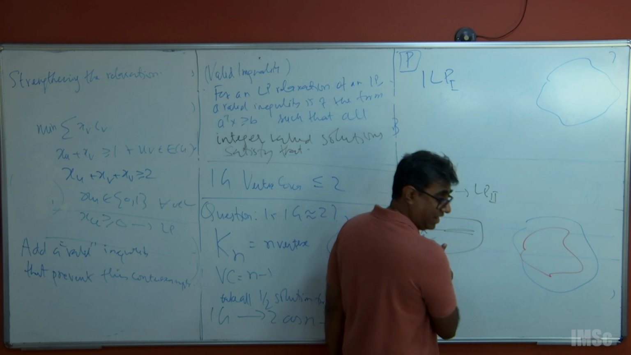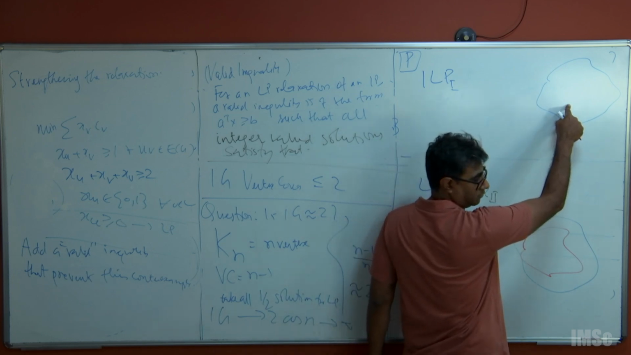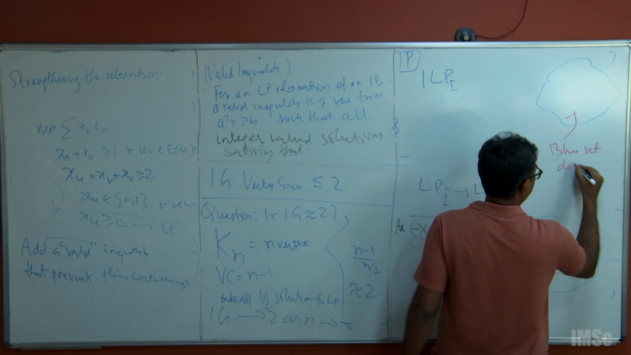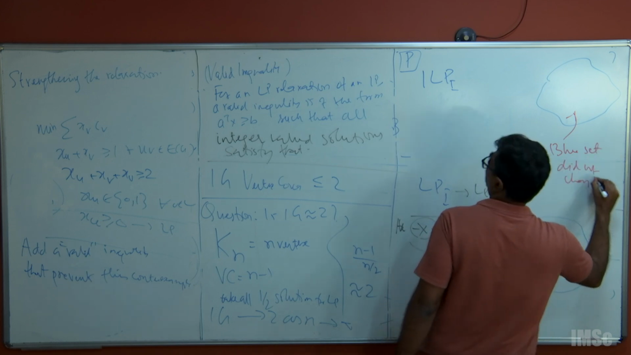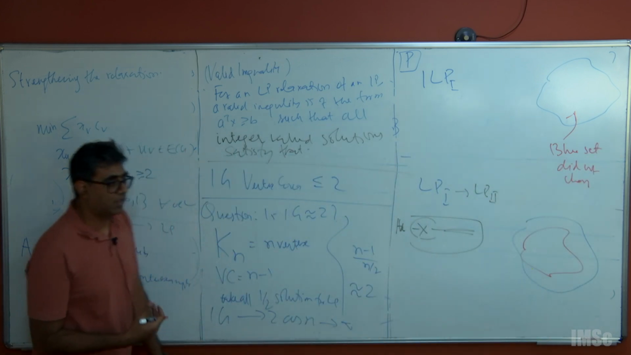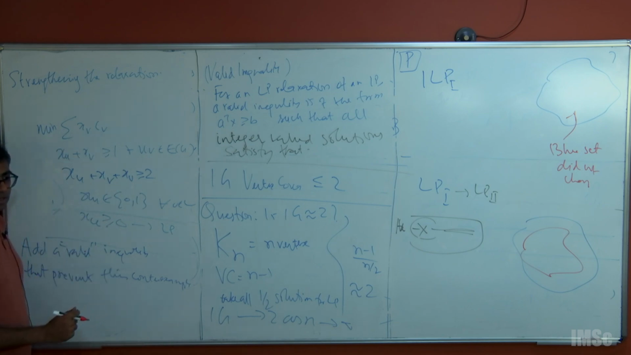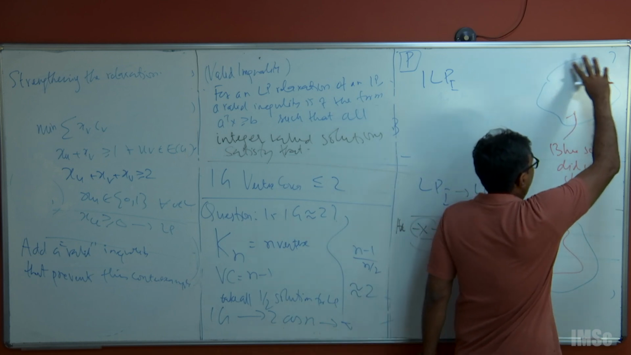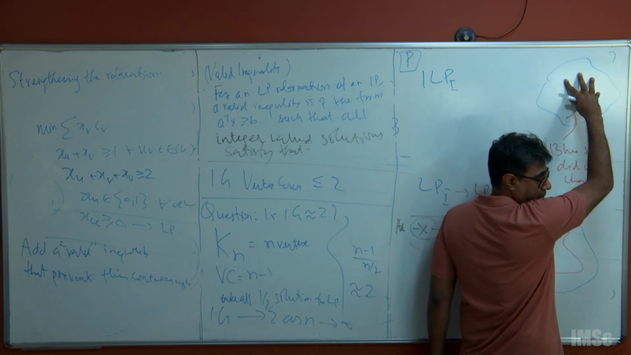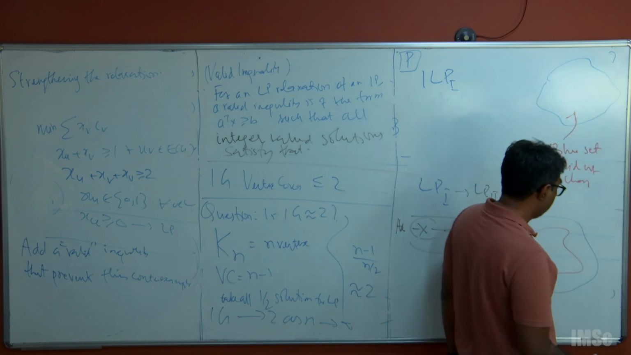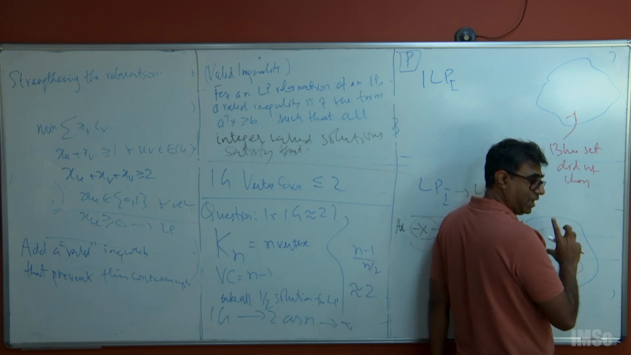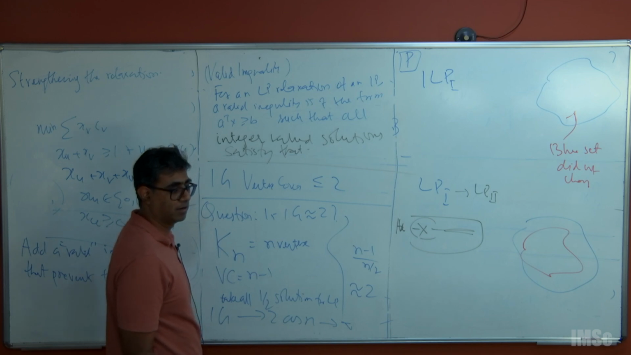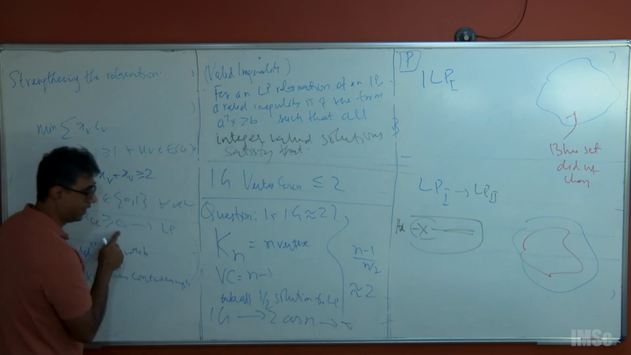But this is called a valid constraint if the blue set did not change. If the blue set did not change, then only I'm going to call this a valid constraint. Otherwise, there is absolutely no point, right? Whatever the feasible solutions of the ILP were, that does not change, but the feasible solutions to the LP have been restrained. Only then I'm going to call it a valid inequality. Otherwise, I'm not going to call it a valid inequality.